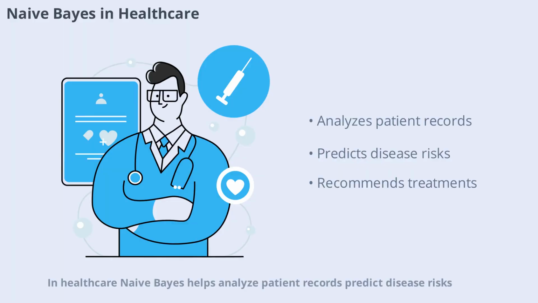In healthcare, Naive Bayes helps analyze patient records, predict disease risks, and recommend treatments. Its ability to handle both categorical and continuous data makes it versatile for various medical applications. Doctors and researchers rely on its speed and accuracy for data-driven decisions.